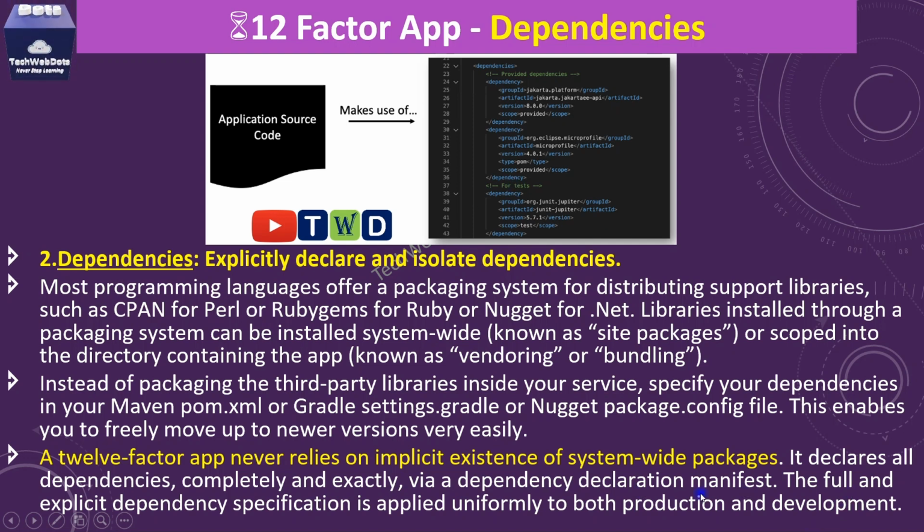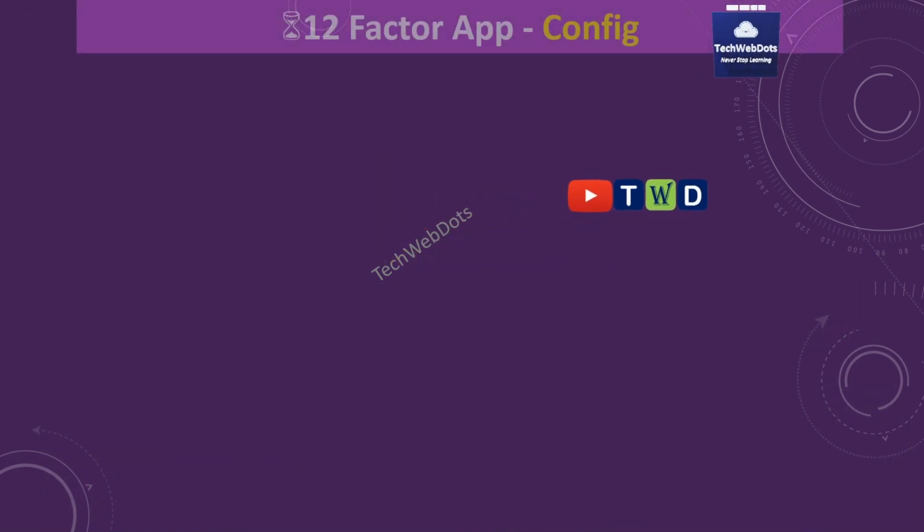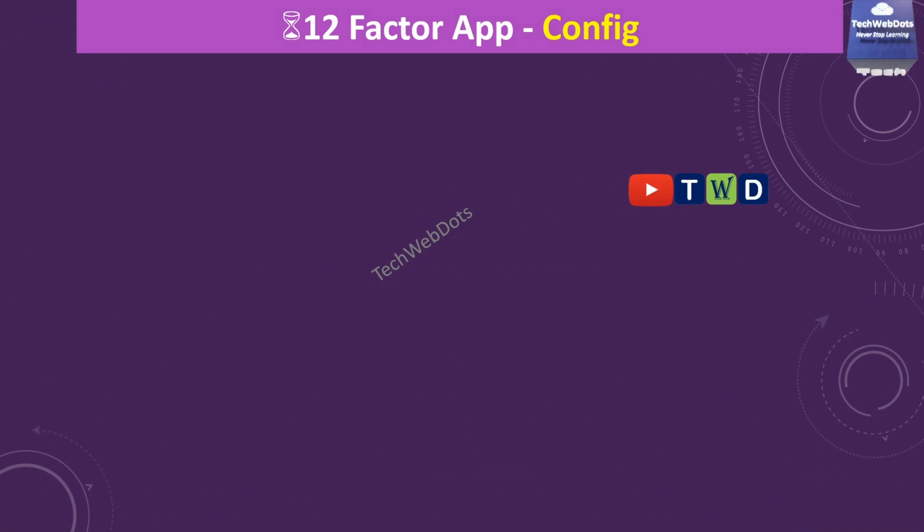The full and explicit dependency specification is applied uniformly to both production and dev environments, so there is no discrepancy between different environments, and every environment uses the same set of packages, so that it is easily testable and we can rely on them. Now let's move to the third one.